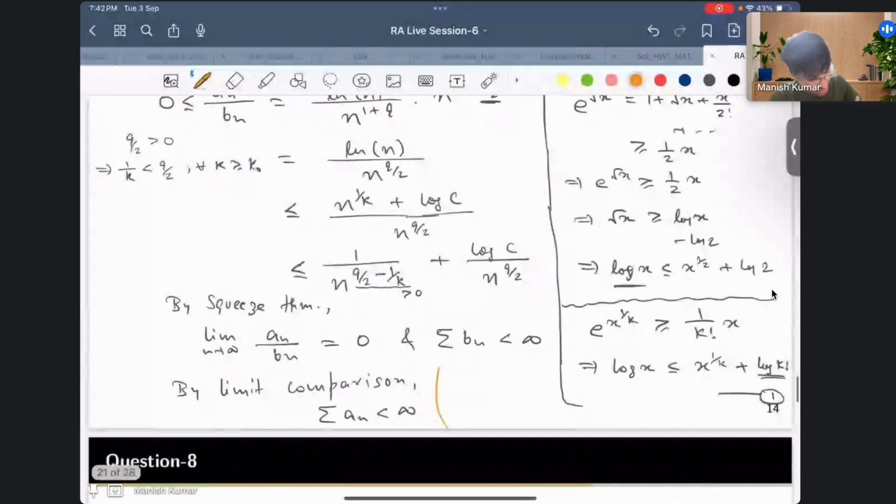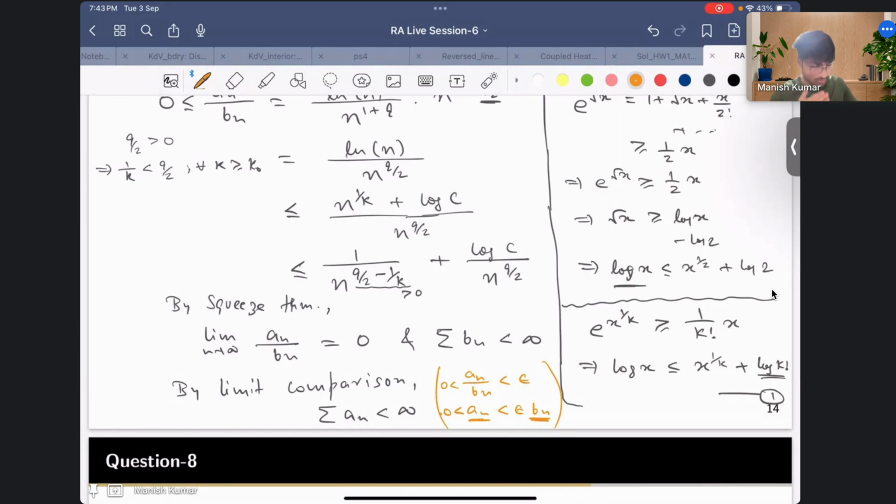Why I'm saying this, you can just prove it easily, because this limit is 0, which means that an upon bn is less than epsilon. Now you can say an is less than epsilon times bn, and you know that this series is convergent, so this is convergent. That's all, because this is positive.